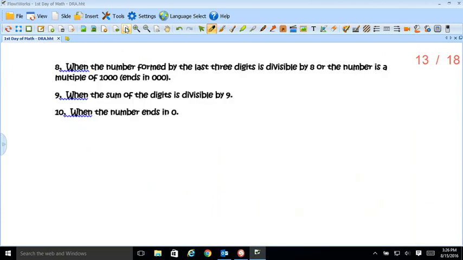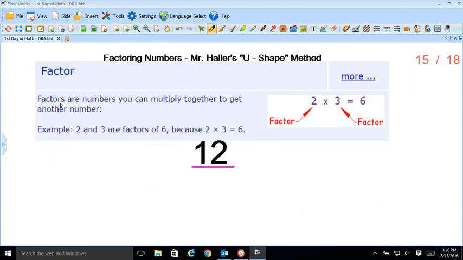What we're going to do right now is go through, once again, factors are numbers that you can multiply together to get another number. The example here, 2 times 3 is 6. The 2 is a factor, the 3 is a factor of the product, which is 6. We're going to learn now Mr. Haller's U-shaped method for factoring. And we're going to use our knowledge of divisibility rules to help us in the U-shaped method. But here's how the U-shaped method works. First off, put the number you're going to factor right on top. Put a little line, and underneath it, we are always, always, always going to start with 1 times the number itself. We're creating a factor pair here.